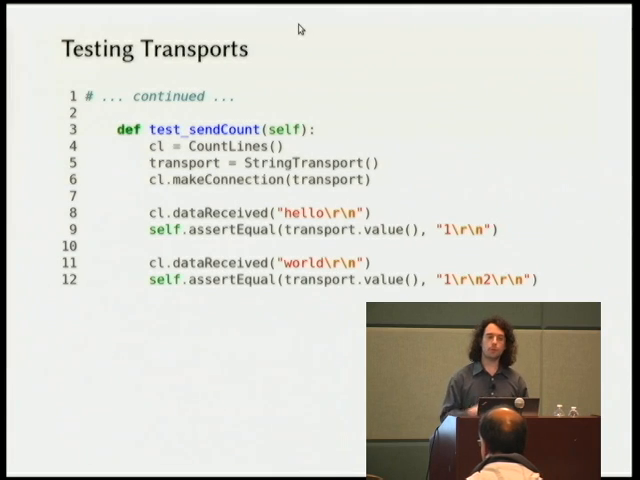Twisted is a networking event loop, so it's driving things for you. This is not event loop code. There's no reactor object. It's completely linear. Just call this function, assert this thing happens. Call that function, assert this thing happens. Completely deterministic. So is this making sense so far? Okay.